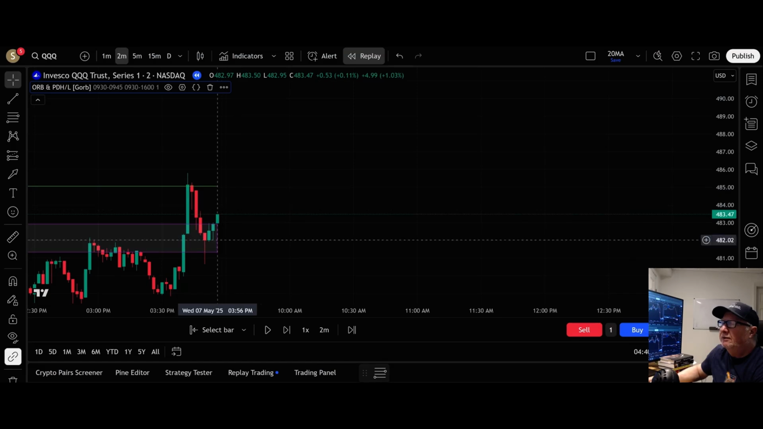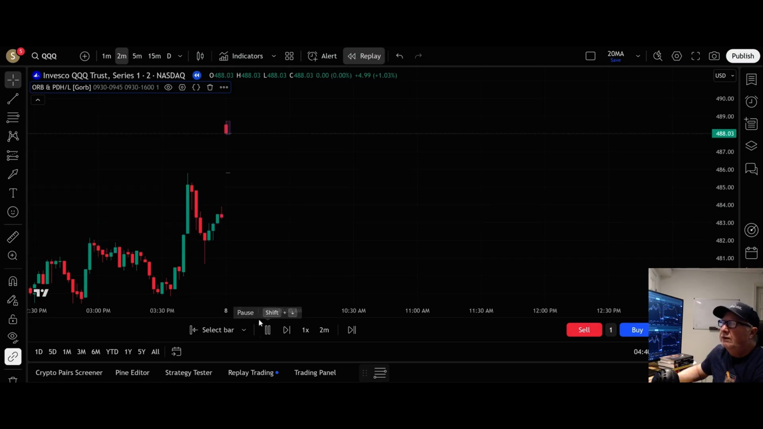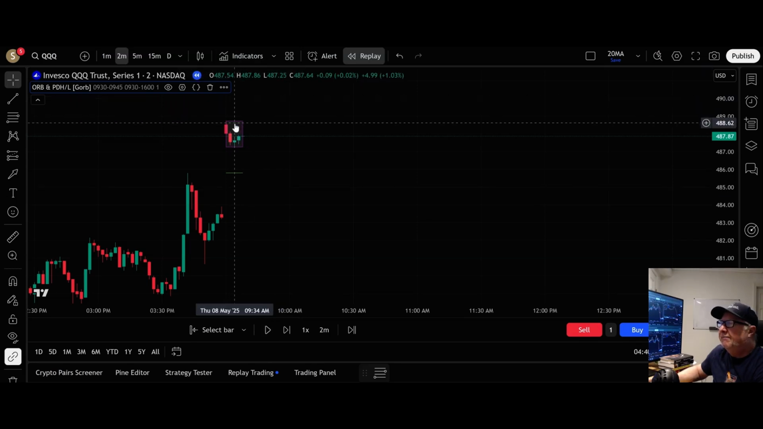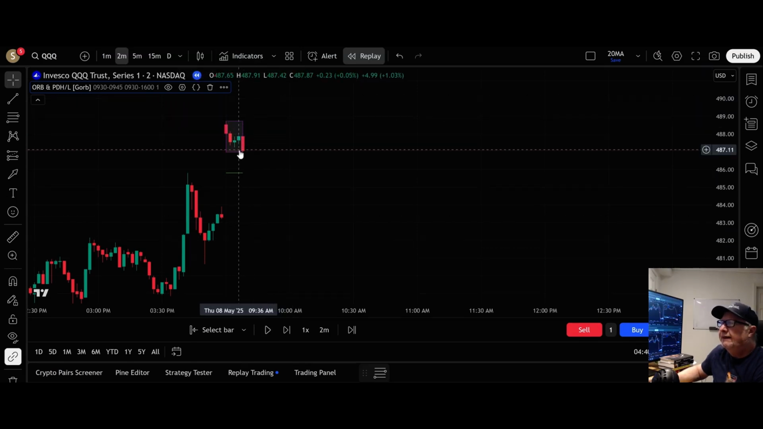Okay, so I'm going to click play so we can see what today looked like, the opening day range and how that's set up. So you can see, I'm going to pause. You can see the box starts forming. And this is a 2-minute chart, but the box will stop at the high and the low when we get to 15 minutes. So I'm just going to let it run.